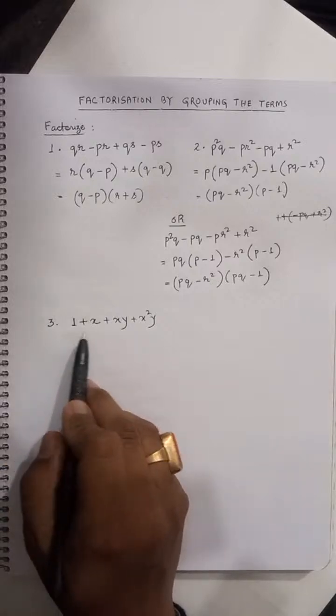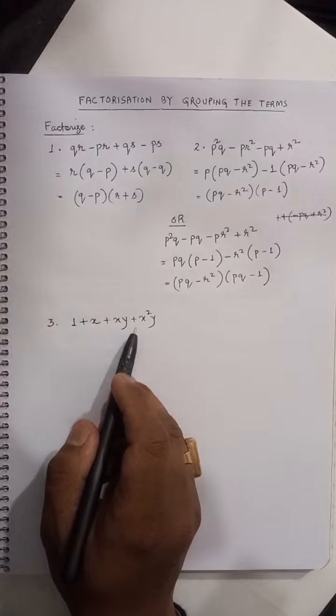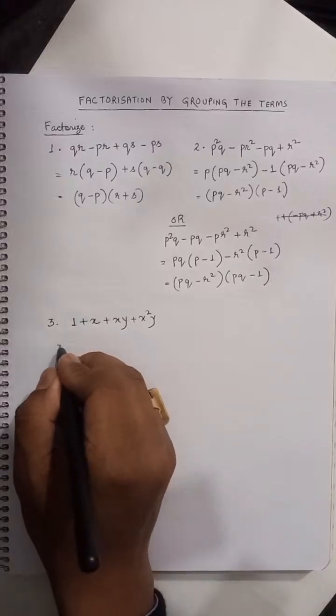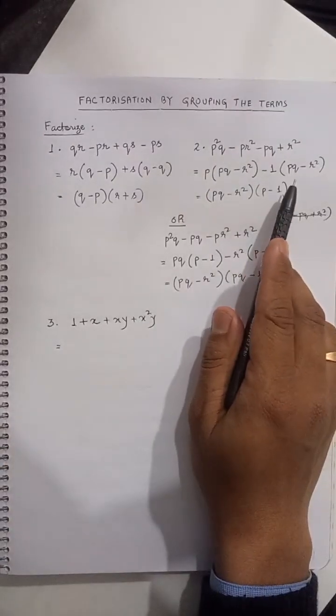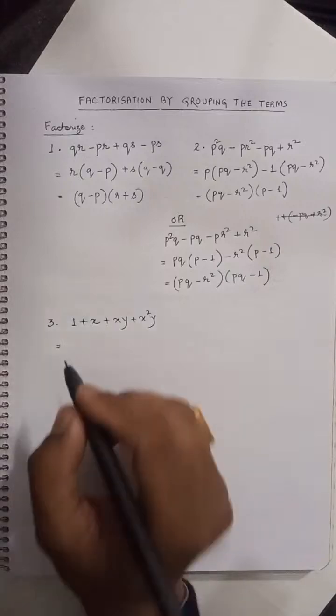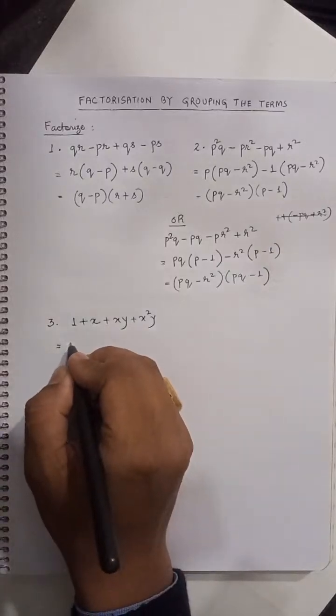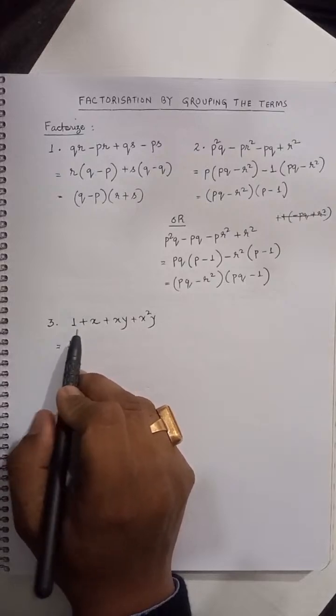So we have 1 plus x plus xy plus x square y. Like in the previous question I told, if we don't have anything to take out as a common factor, we can always take out 1. So here we will take 1. Why? Because we don't have anything else to take out as common factor, right?